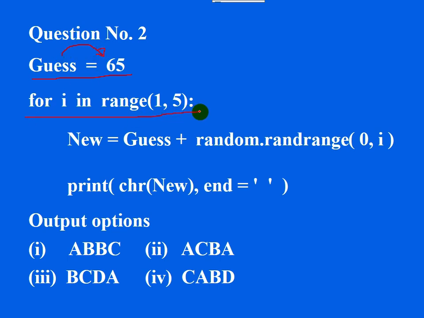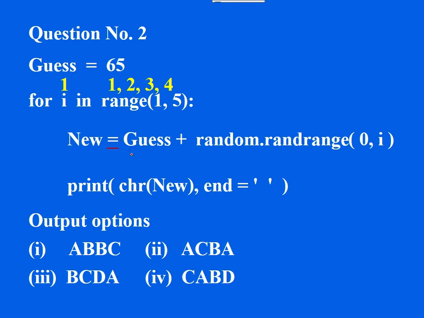For i in range(1, 5), the range function returns all the integers between 1 and 5 minus 1, 1 to 4. So here you get all the integers between 1 and 4. i takes the first integer in the range, so i is 1.